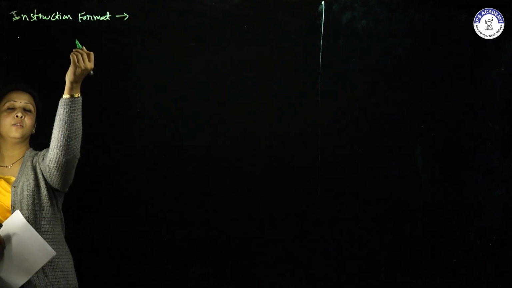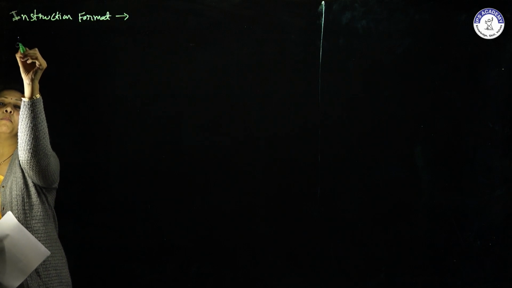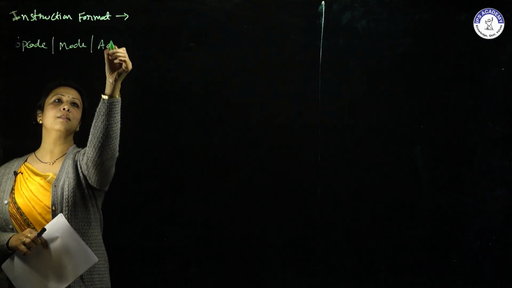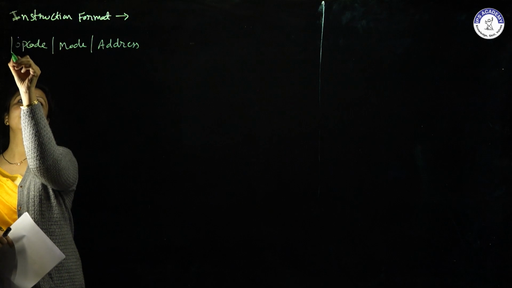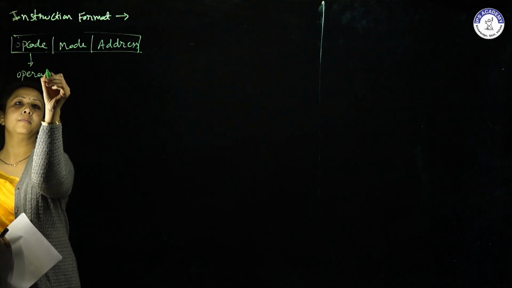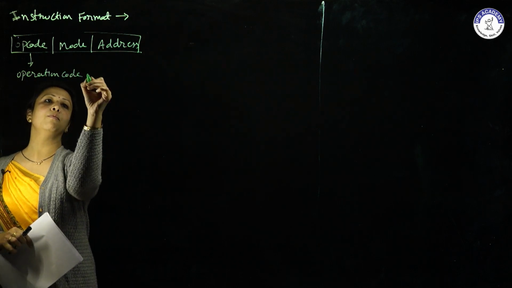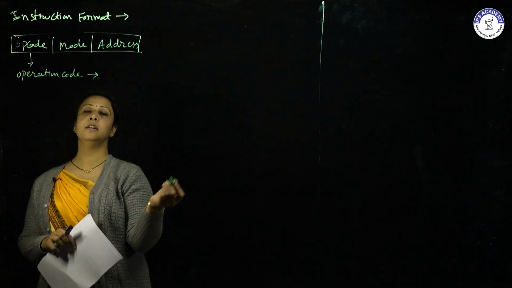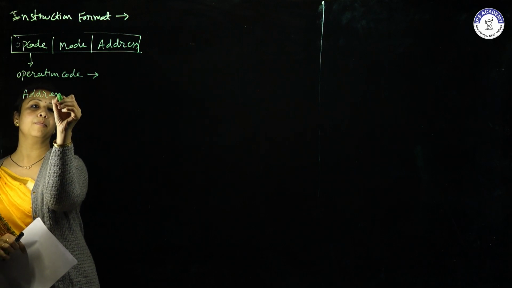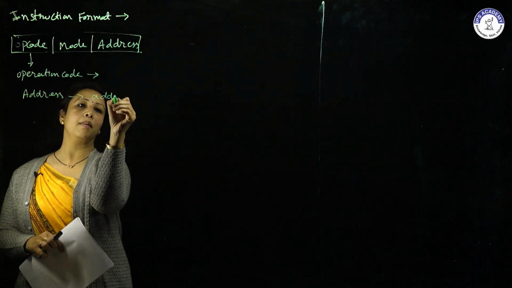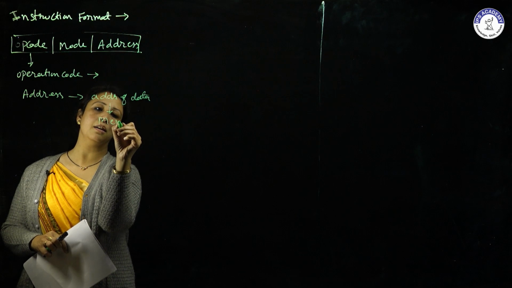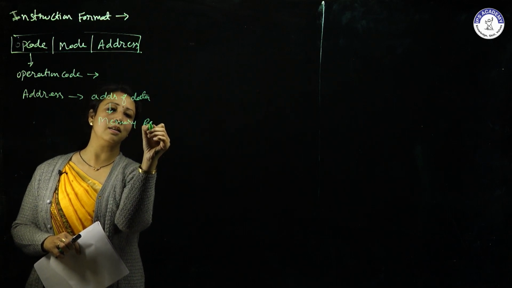Basically an instruction is divided into three parts, that is opcode, mode and address. Here opcode is operation code, what operation we have to perform on data. Address part gives the address of data. Data either resides in memory or registers.